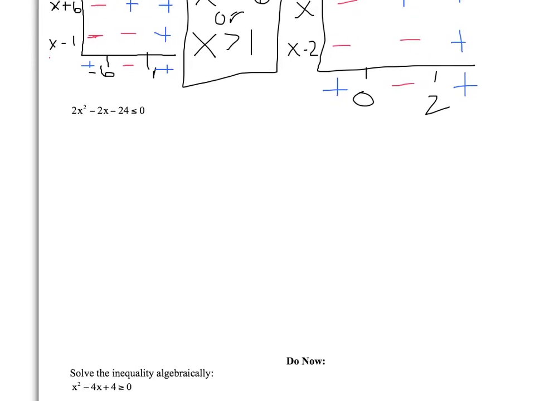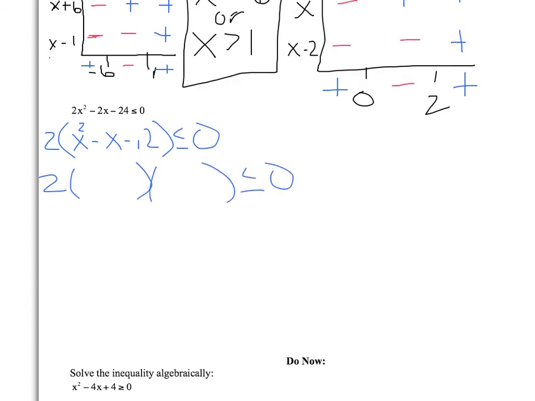First thing I'm going to do here is take out the 2 to make this easier to factor. I'd be left with x squared minus x minus 12 is less than or equal to 0. And I would factor this further. Factors of 12 that add or subtract to a -1 are 4 and 3. I would need a -4 and a positive 3. Once I factor it, I make my sign chart. Now I don't care about the factor of 2, I only care about the other factors, so x minus 4 and x plus 3 go on the left.